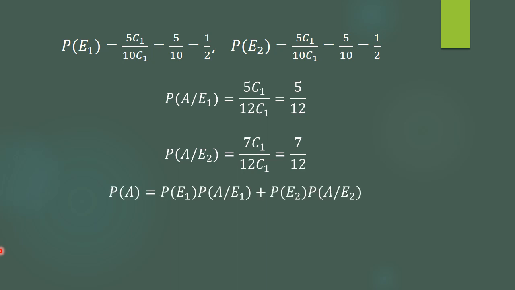Now we have to calculate the probability of A by the theorem. P(A) is P(E1) into P(A given E1) plus P(E2) into P(A given E2). Now replace the values. What do we get? Half into 5 by 12 plus half multiplied by 7 by 12. Now we can simplify this: that is 5 by 24 plus 7 by 24, so 12 by 24, which is equal to half. So we get the probability as half.